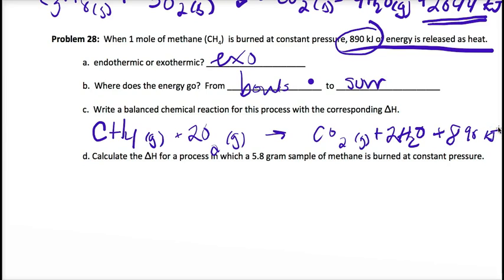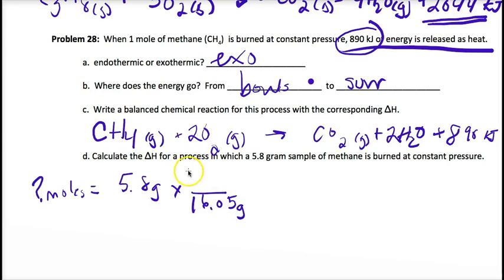Okay? So now it says write the delta H for a process in which 5.8 grams, periodic table, sample of methane is burned at constant pressure. So what's the first thing I do? Got to do something with grams. Got to find out how many moles you have. And so that is 5.8 grams, periodic table, and then you have 16.05. Where did I get the 16.05 from? Yes, you're right, the periodic table. And that's 1 mole.